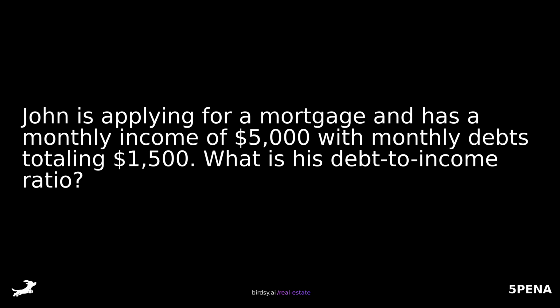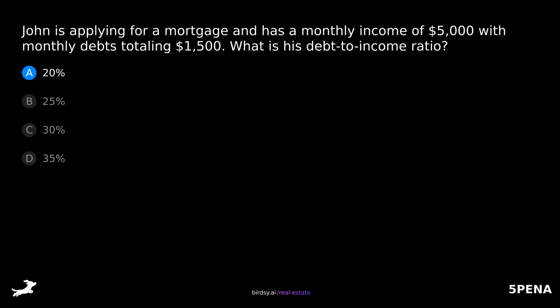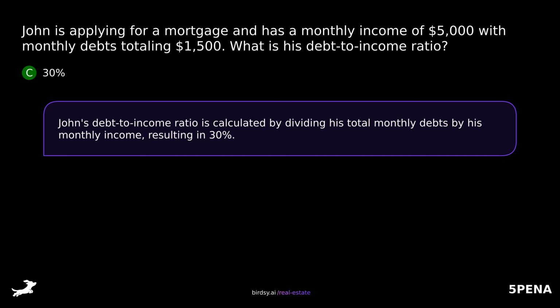John is applying for a mortgage and has a monthly income of $5,000, with monthly debts totaling $1,500. What is his debt-to-income ratio? Is it A, 20%, B, 25%, C, 30%, or D, 35%? The answer is C, 30%. John's debt-to-income ratio is calculated by dividing his total monthly debts by his monthly income, resulting in 30%.